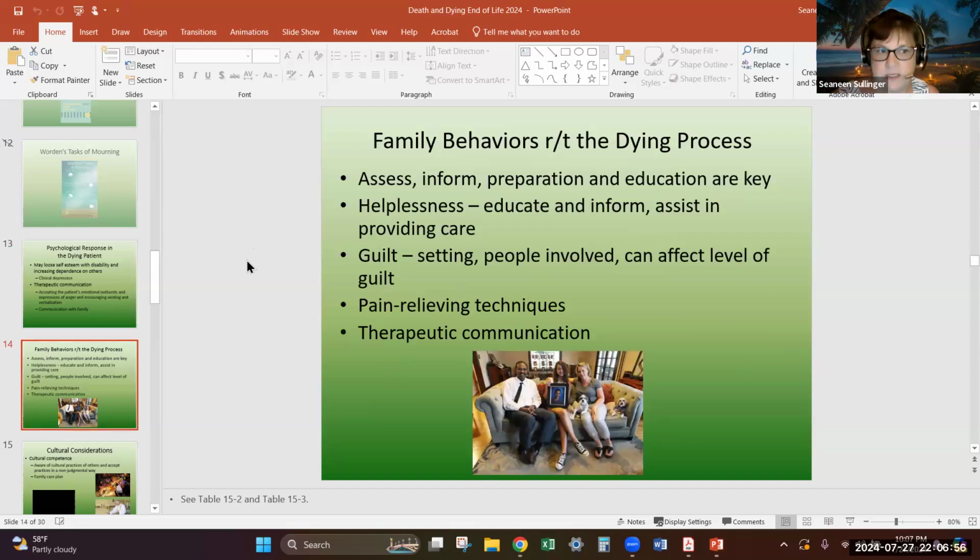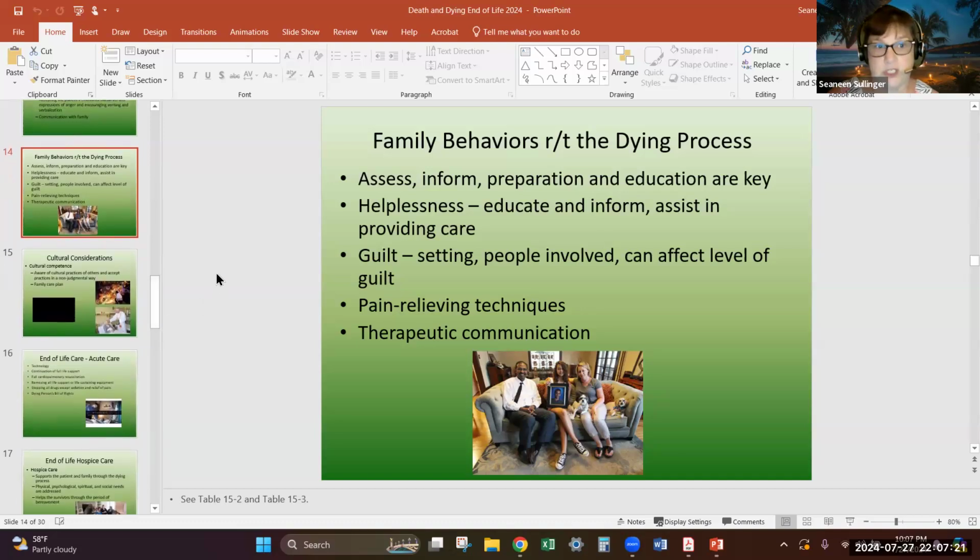And then the family has to do the same thing. They have to understand that this person is dying, and they might feel helpless or guilty for whatever reason, and we need to have therapeutic communication with the family. Depending on the setting, the family might feel helpless to help the person, which is normal. And so we just provide a lot of reassurance and resources.